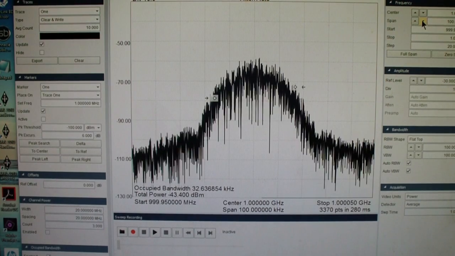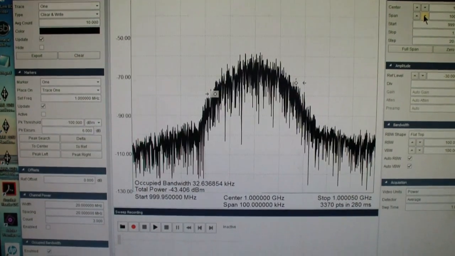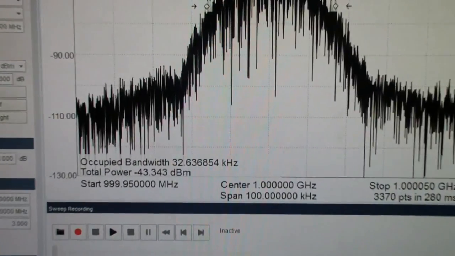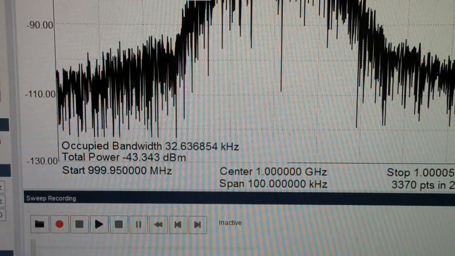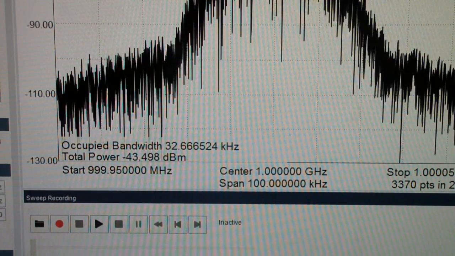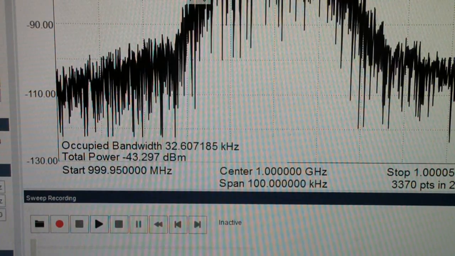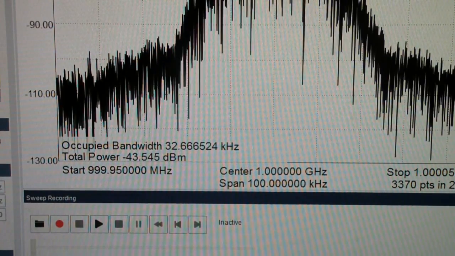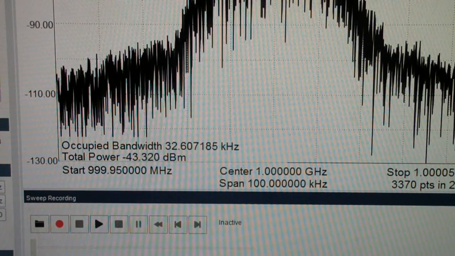Here is the occupied bandwidth plot on the SignalHound spectrum analyzer. Let me zero in a little better on the actual figures. You will see that the occupied bandwidth is 32 kilohertz. Remember, we have a symbol rate of 36 kilohertz, and we're using the 99% occupied bandwidth. So basically, we are able to concentrate 99% of our power in a bandwidth, or an occupied bandwidth, which is actually narrower than the symbol rate.